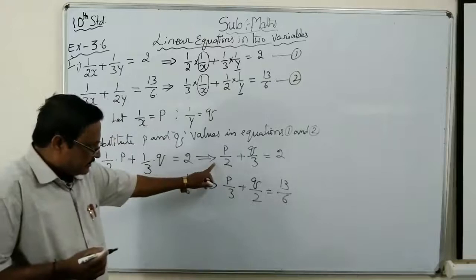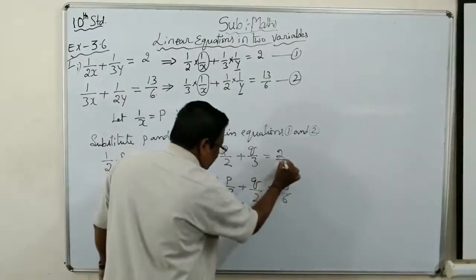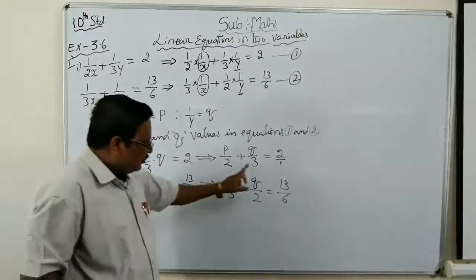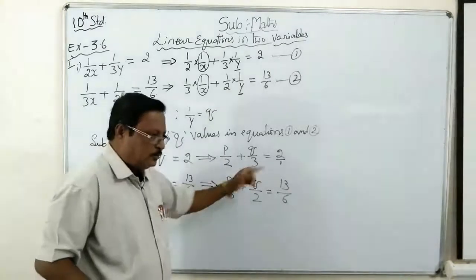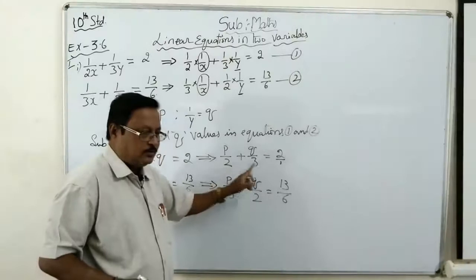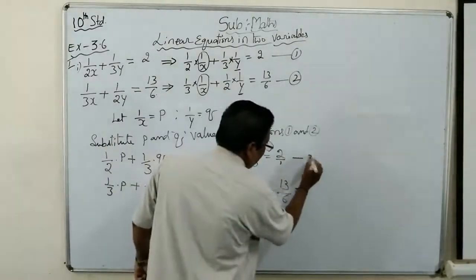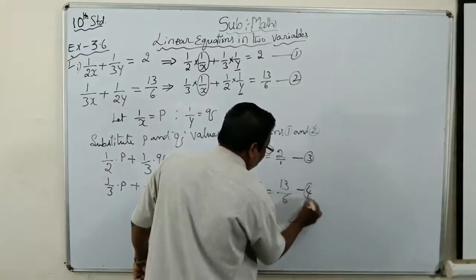In this equation, you see, there is no denominator, means 1. It means we take the LCM of 2, 3, 1. LCM of 1, 2, 3 is 2 into 3, which is 6. Here, this is equation number 3. This is equation number 4.